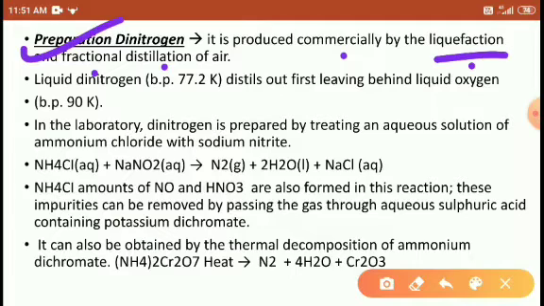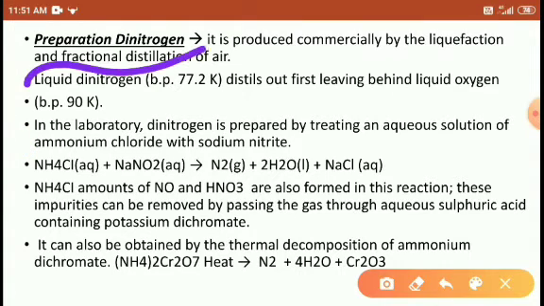By the liquefaction of air or the fractional distillation of air, the nitrogen is prepared. So liquid nitrogen, boiling point 77.2 Kelvin, distills out first, leaving behind the liquid oxygen, boiling point 90 Kelvin.